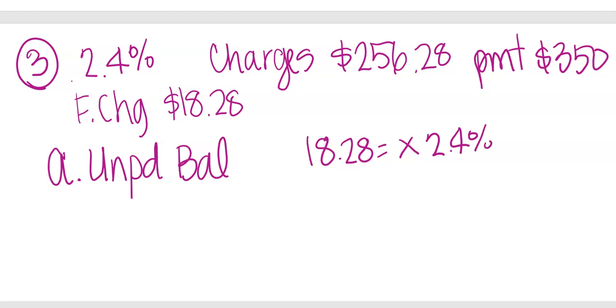Now you can use the abbreviations for what you're looking for if you want to. I'm just going to put X, or you could do unpaid balance there, UB. Whatever you want to do is fine. So $18.28 divided by 2.4%. I got $761.67.